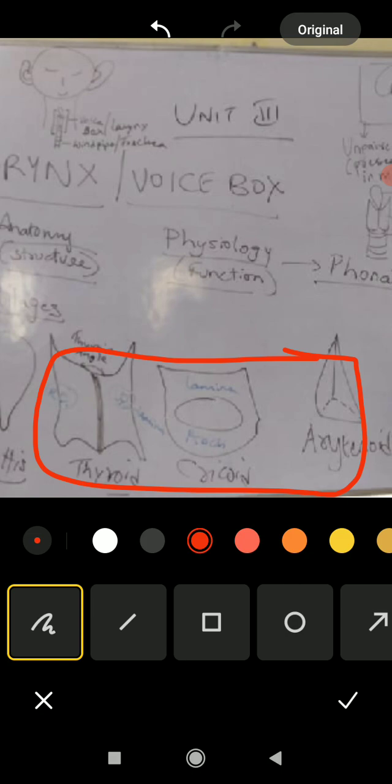Whereas the cartilages which help in movement, that is the epiglottis, the apex of the arytenoid cartilage, and the corniculate and cuneiform, they are in movement. So they should be elastic and they should not get ossified. Therefore, these cartilages, the epiglottis, the corniculate and cuneiform, and the apex of the arytenoid, which is involved in movement, are elastic cartilages and they don't ossify.